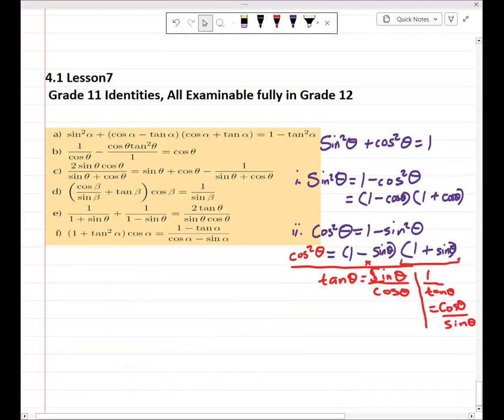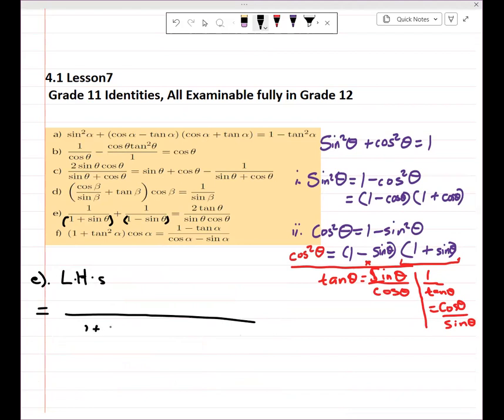So on E, obviously, as always, we take the complex side, which I'm sure you could all see is the left-hand side. Right. So here I need an LCD. And we can all see that my LCD is going to be 1 plus sine theta and then 1 minus sine theta. Good. That is our LCD.